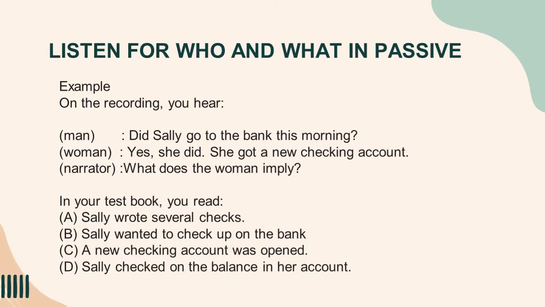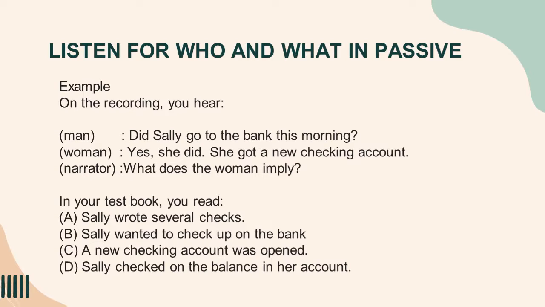Listen for who and what in passive. Example: on the recording, you will hear a man ask, "Did Sally go to the bank this morning?" The woman will say, "Yes, she did. She got a new checking account." And the narrator will ask you, "What does the woman imply?"